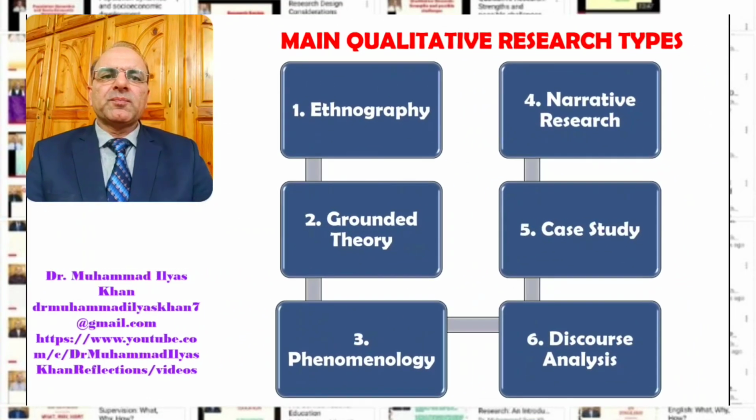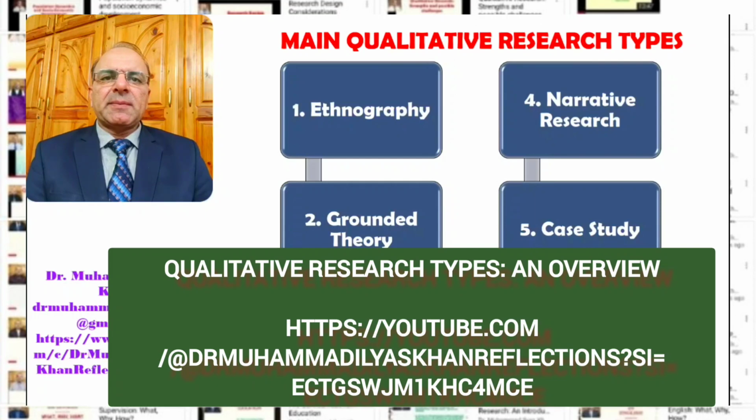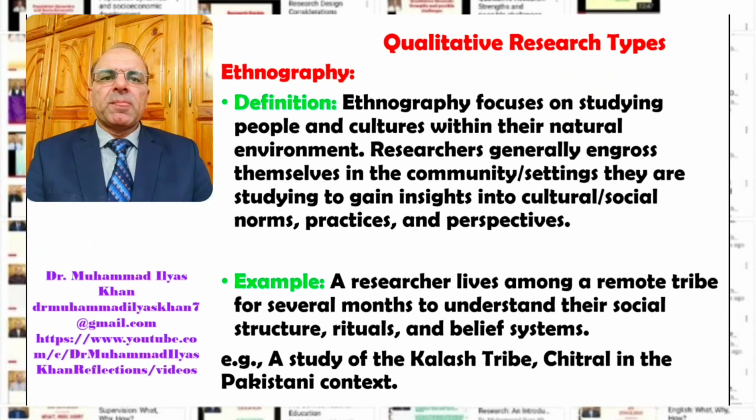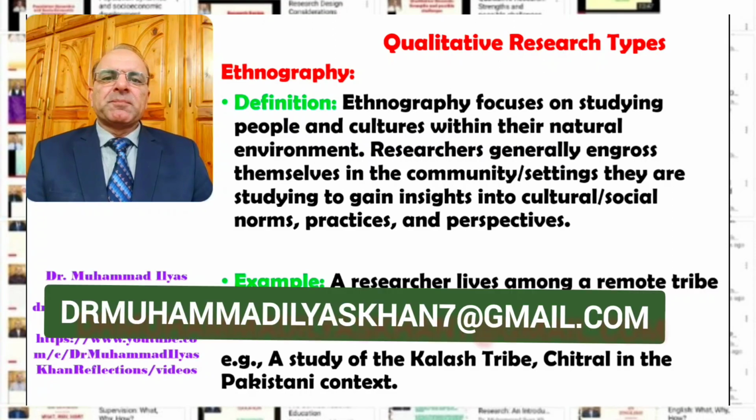So now there are several types of qualitative research, but these 6 are the main types identified by academics and researchers. These include ethnography, grounded theory, phenomenology, narrative research, case study, and discourse analysis. We will briefly describe each of these one by one. So first of all, ethnography.